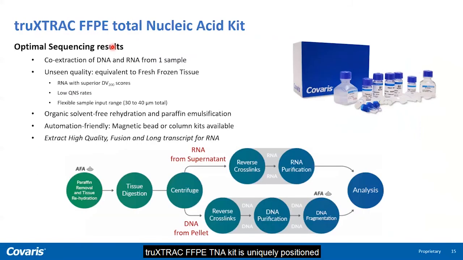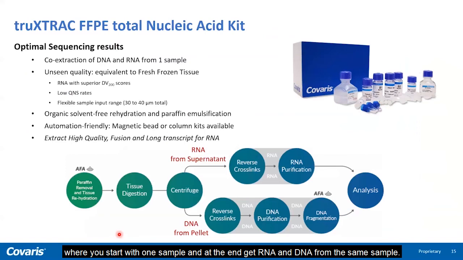TruXTRAC FFPE Total Nucleic Acid Kit is uniquely positioned to extract best quality nucleic acid from your FFPE samples that will deliver optimal sequencing results. The kit uses a dual RNA-DNA isolation workflow where you start with one sample and at the end get RNA and DNA from the same sample.